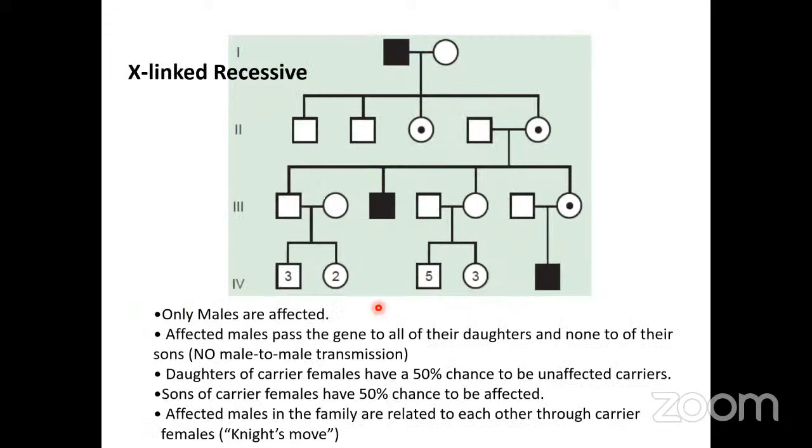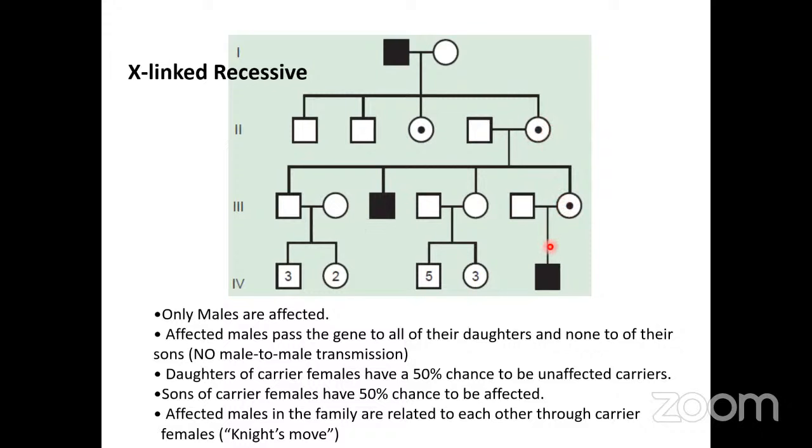Now, in autosomal recessive, only this is X-linked recessive, sorry. So here, X-linked recessive, look at this. There is a skipping of generation. Only males are affected. There is no male-to-male transmission. See, there is no male-to-male transmission.